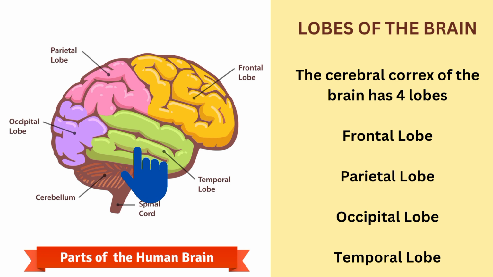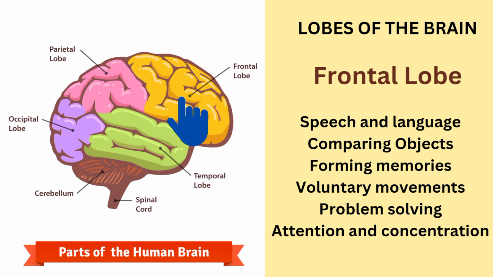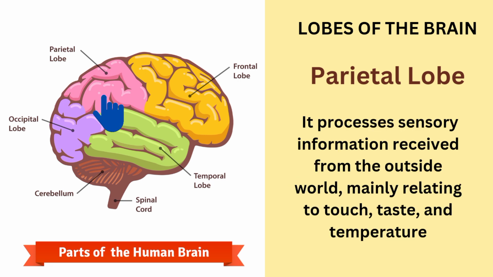Now let us discuss in detail about these lobes. Frontal lobe. The frontal lobe is located at the front of your head. Frontal lobe handles many abilities such as speech and language, comparing objects, forming memories, voluntary movements, problem solving, and attention and concentration. Parietal lobe. The parietal lobe is roughly located at the upper back area in the skull.